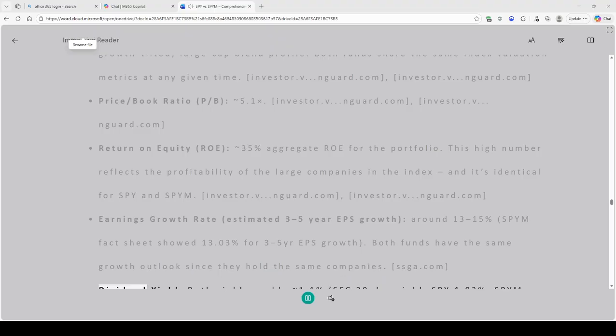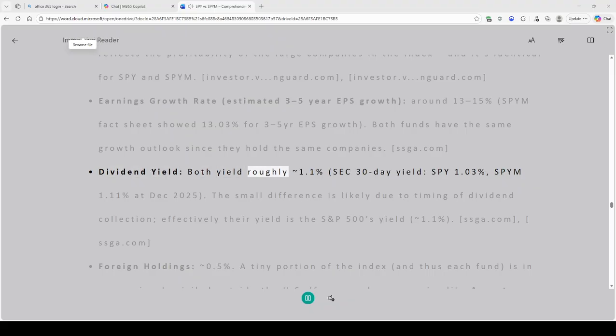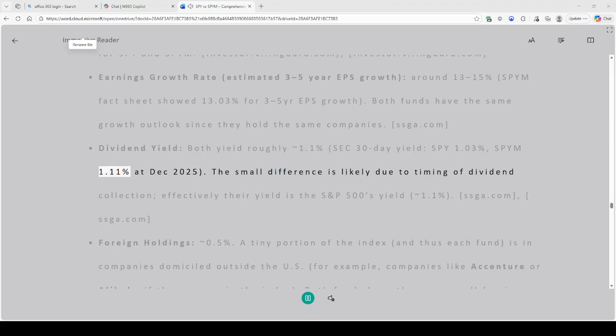Dividend yield: both yield roughly 1.1%. SEC 30-day yield, SPY 1.03%, SPYM 1.11% at December 2025. The small difference is likely due to timing of dividend collection. Effectively their yield is the S&P 500's yield, 1.1%.